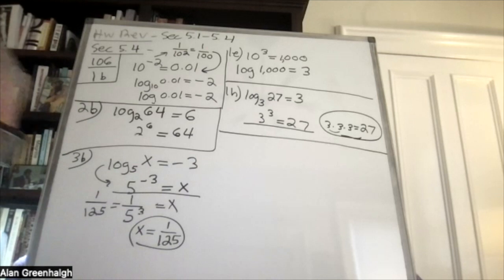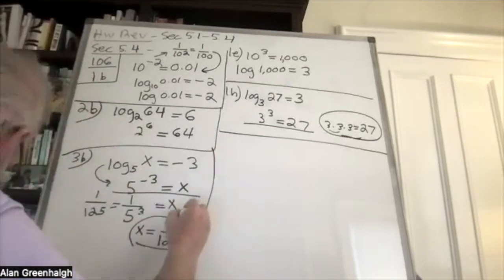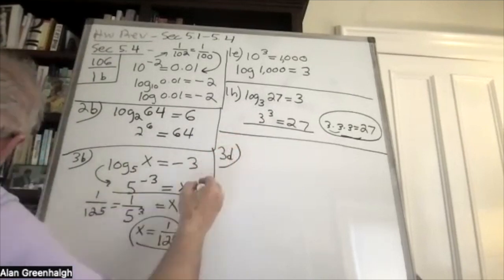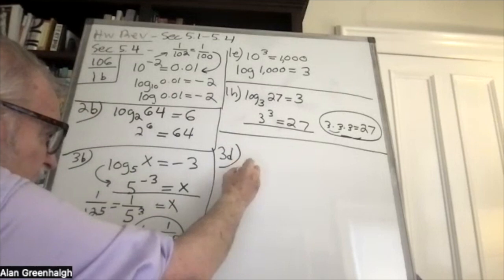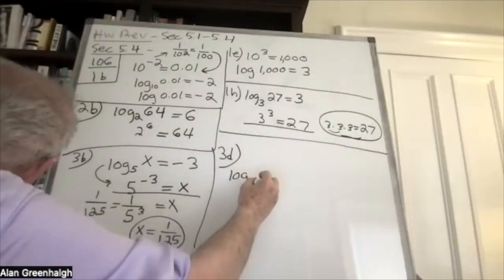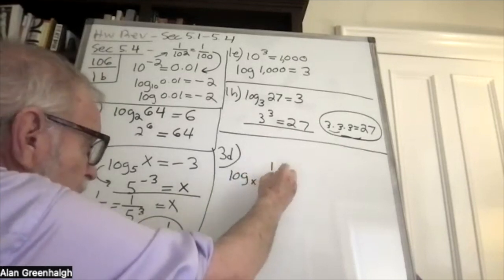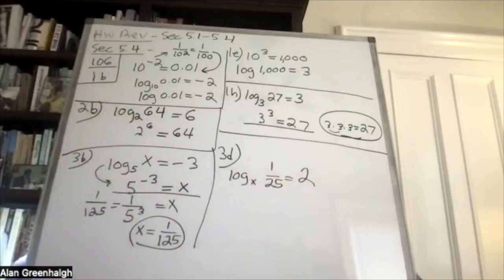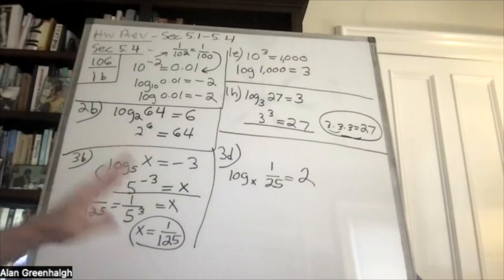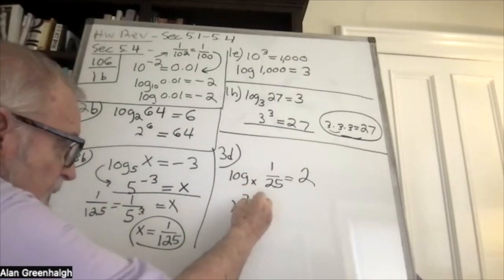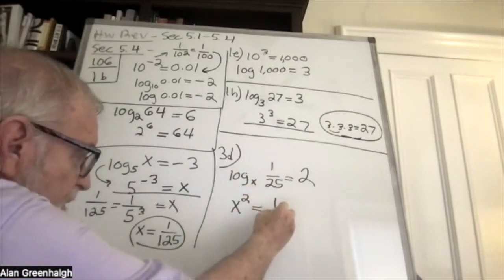And now we look at problem D. We're going to be doing a lot of equations today, so this is kind of helpful to get into the mode of thinking. The log to the base x of 1/25 is equal to 2. Okay, so change this to exponential form. This is x to the second is equal to 1/25.